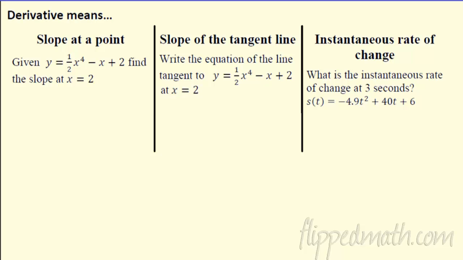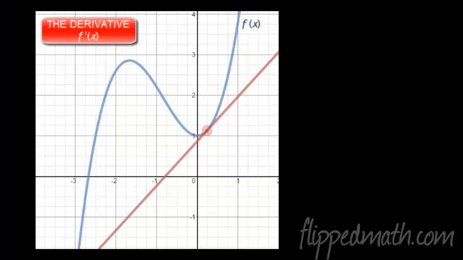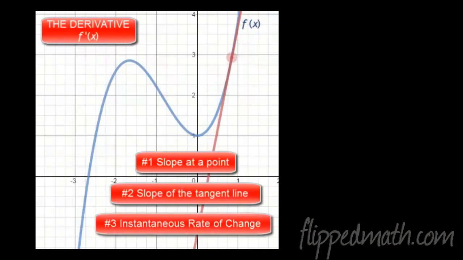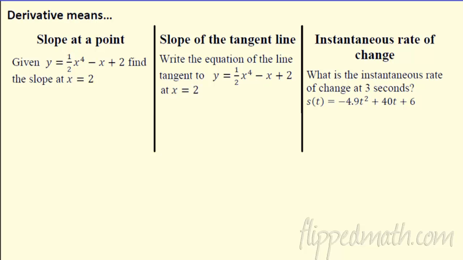All right, so moving on. Remember that little clip I showed you? The derivative is the slope at a point. It's the slope of the tangent line and is the instantaneous rate of change at that point. Well, here it is, man. Slope at a point, slope of a tangent line, instantaneous rate of change.